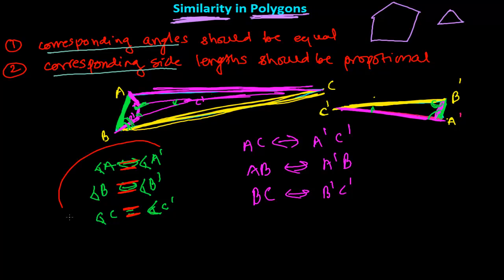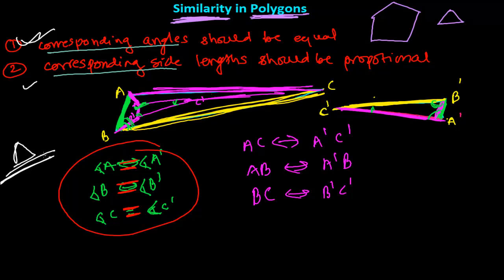But this is the case of triangle. Again, I'm telling you, just in the case of triangle, we have two conditions. If one condition is satisfied, then automatically the second condition gets satisfied. In a triangle, not in other polygons, if the corresponding angles are equal, then the sides will be automatically proportional. I mean to say, AC over A dash C dash, AB over A dash B dash, and BC over B dash C dash are proportional.